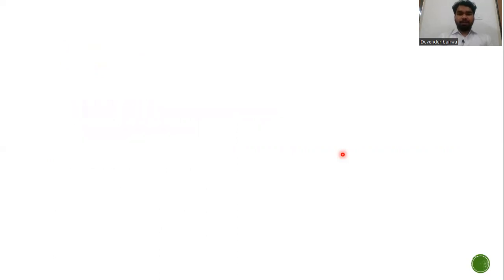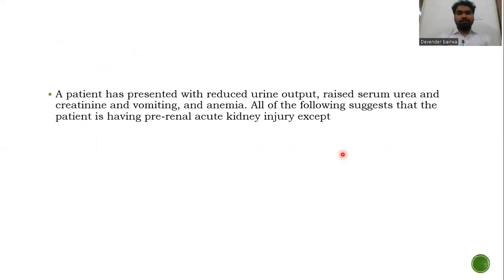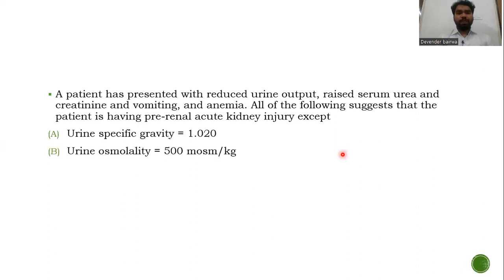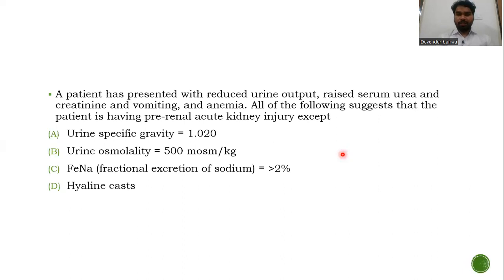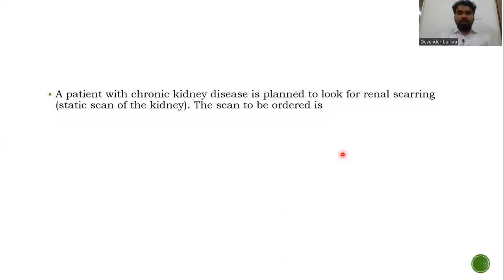So let's see one case scenario. A patient has presented with reduced urine output, raised serum urea and creatinine, vomiting and anemia. All of the following suggest that the patient is having pre-renal acute kidney injury, except; your options are: A. Urine specific gravity 1.020, B. Urine osmolality equal to 500 milliosmol per kg of urine, C. Fractional excretion of sodium, that is FeNa, more than 2%, or D. Presence of hyaline cast.